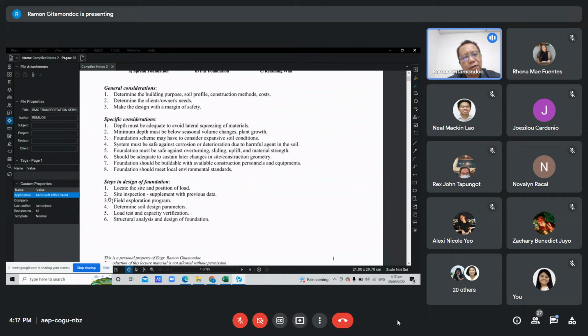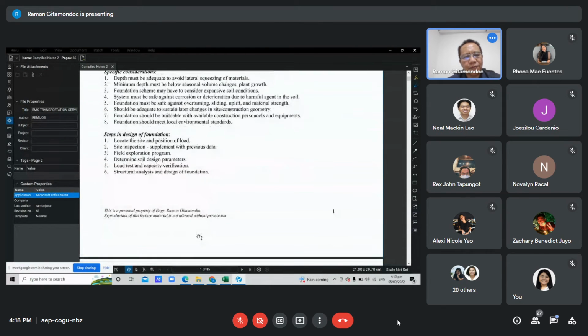Usually, for locating the site and positioning the load, it is the structural engineer who will determine the location of the boreholes. Site inspection is probably conducted jointly by the structural engineer and the geotechnical engineer. Steps 3 and 4 are done by the geotechnical engineer. Then the fifth is maybe a joint effort of the contractor and the structural and geotechnical consultants. Then number 6 will be the work of the structural design consultant.